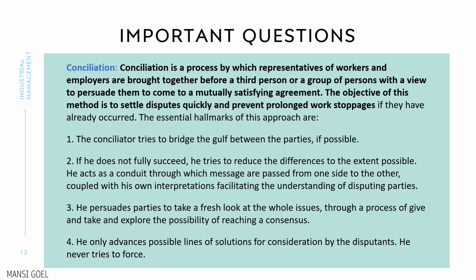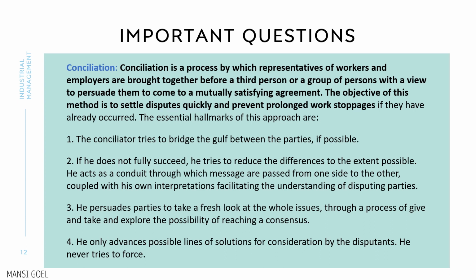Conciliation. Conciliation is a process by which representatives of workers and employers are brought together before a third person or a group of persons with a view to persuade them to come to a mutually satisfying agreement. The objective of this method is to settle disputes quickly and prevent prolonged work stoppages if they have already occurred.